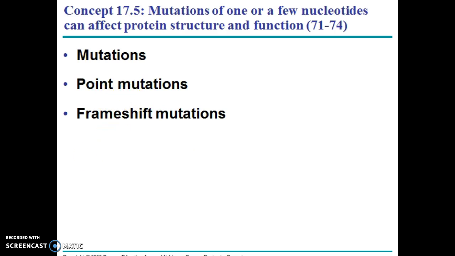And the last one is a frame shift mutation. And a frame shift we had spoken about previously, and a frame shift occurs when the triplet code, the codons that we have on a strand of DNA, are read inappropriately. They're not read correctly. And as a result, the rest of the DNA strand is read incorrectly.